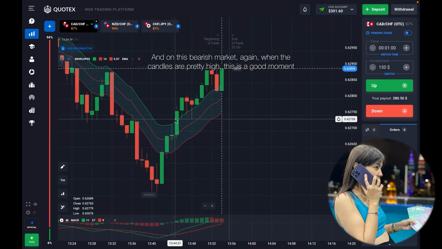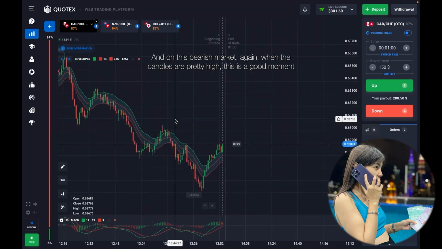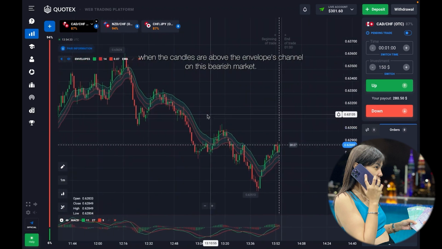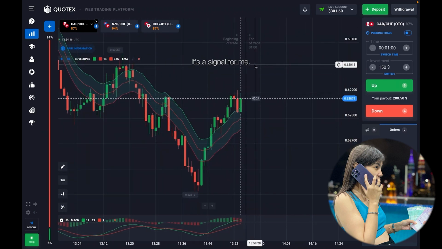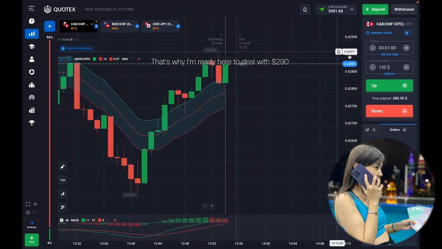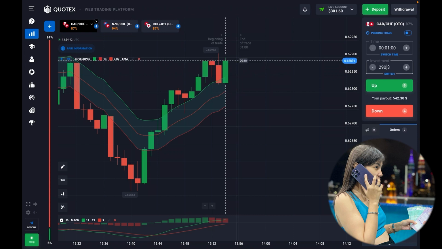And on this bearish market again, when the candles are pretty high, this is a good moment, when the candles are above the Envelopes channel on this bearish market. It is a signal for me, and that's why I'm here. I'm ready here to deal with $290. Okay, so be ready for call option right now.